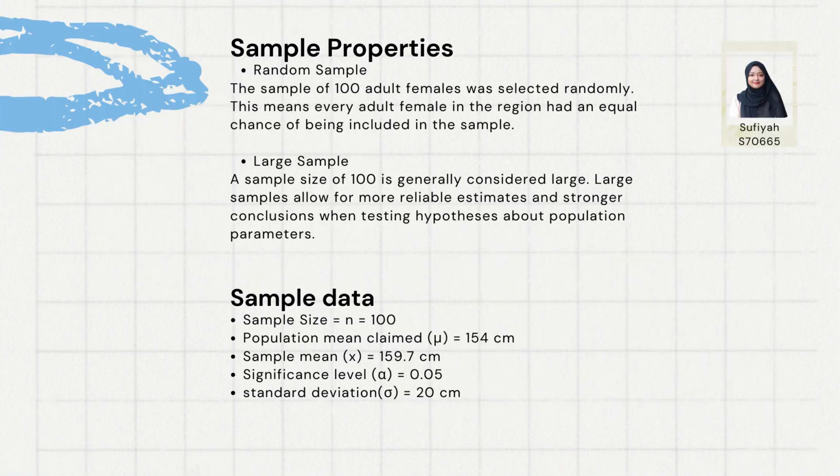Okay, next, sample properties. For the random sample, a sample of 100 adult females was selected randomly. This means every adult female in the region had an equal chance of being included in the sample. Next, our sample is a large sample. A sample size of 100 is generally considered large. A large sample allows for a more reliable estimate and stronger conclusions when testing hypotheses about population parameters.